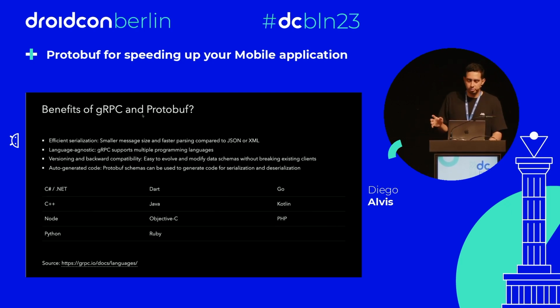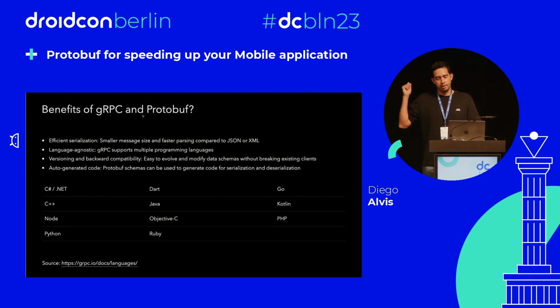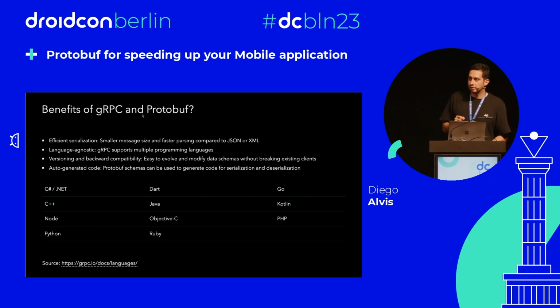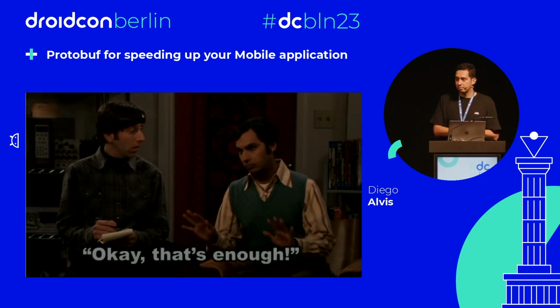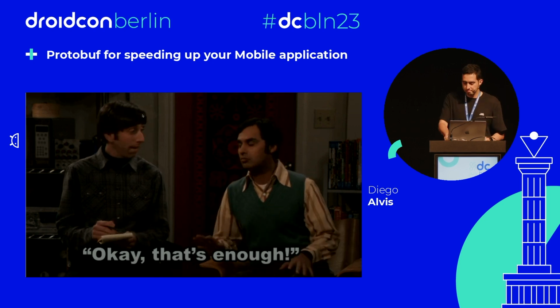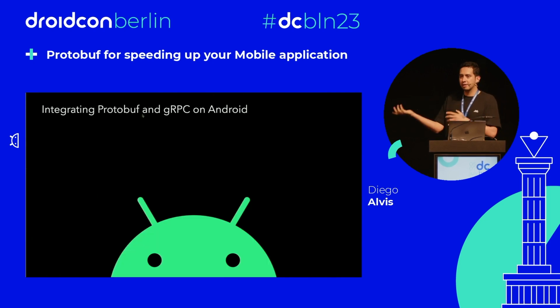These are the languages that are supported by the compiler. If you don't find your language there, then you can do it manually, as I said. But yeah, I strongly recommend not to do it, so you make the most out of the compiler. All right. Then we talked about Protobuf and gRPC. Let's now see how we can integrate this in an Android application, right?